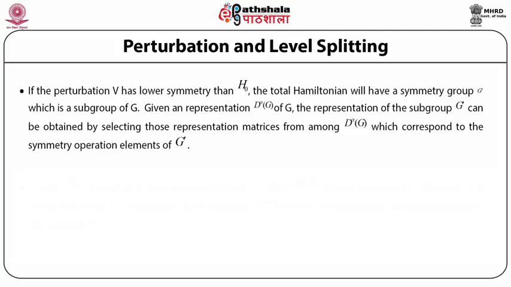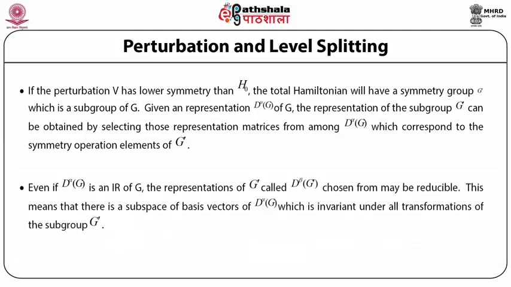Given a representation D alpha of the group G, the representation of the subgroup G prime can be obtained by selecting those representation matrices from among the representations D alpha(G) which correspond to the symmetry operations, the elements of G prime. So G prime has certain symmetry operations, G has certain symmetry operations. We choose those representation matrices from the representation of the group G which correspond to the symmetry operations of the group G prime. Even if the matrices D alpha(G) form an irreducible representation of G, the representation of G prime, called D beta(G prime), may be reducible. This means that there is a subspace of basis vectors of D alpha(G) which is invariant under all transformations of the subgroup G prime.